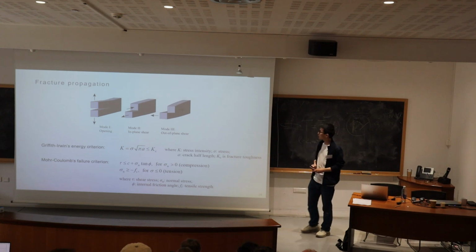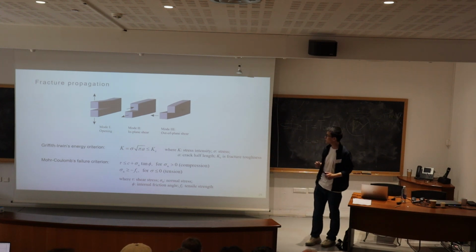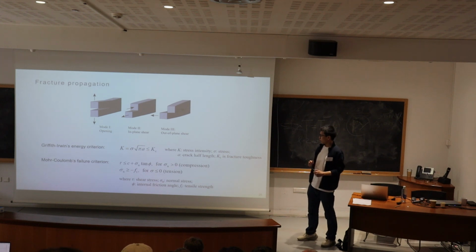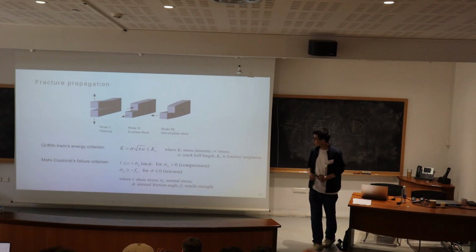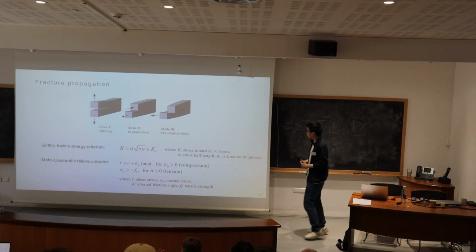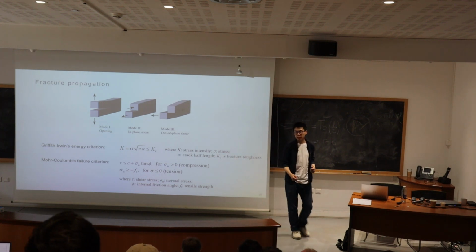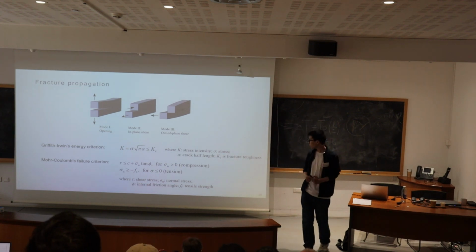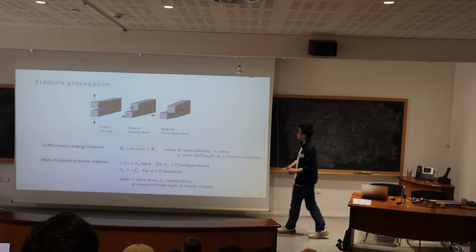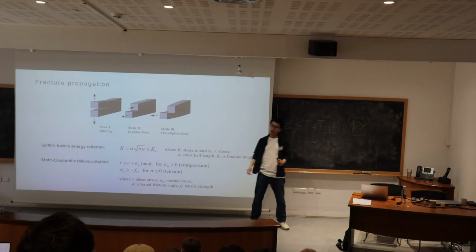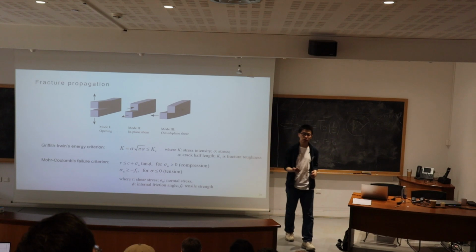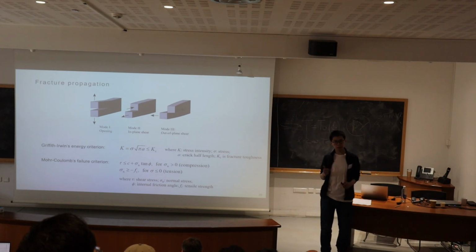And the next thing is fracture propagation. There are two criteria. One is the Griffith energy criterion, and the other is the Mohr-Coulomb failure criterion. The Griffith energy criterion can be implemented into discrete fracture models, and the Mohr-Coulomb failure criterion can be included in the cohesive model or in the damage mechanics model.